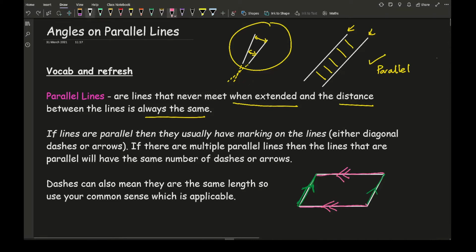So those two lines with the same number of dashes or arrows will imply that those lines are parallel. Now, one thing you do need to be aware of is that particularly when using dashes, sometimes a dash on a line can also mean that they are equal length. So you just got to relate it to what type of question you are working with.